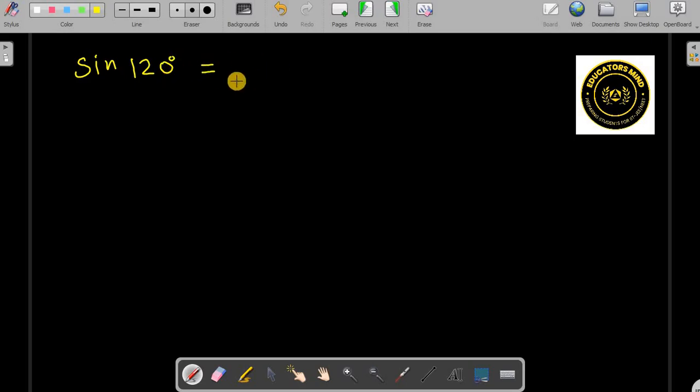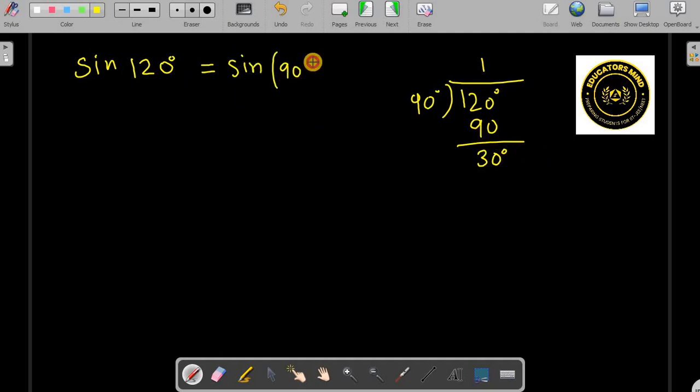Let's take questions. For example, suppose I have to find sine of 120 degrees. So how do you express it? This is basically the method. You divide 120 degrees by 90 degrees. 90 into 1, right? So how much is remaining here? 30 degrees is the remainder. So you can write sine 120 degrees as sine of 90 into 1 plus 30.